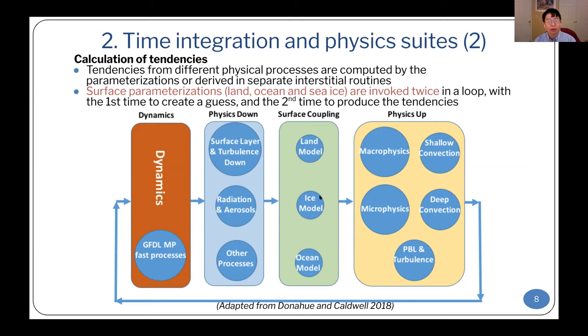Then through the physics, microphysics, shallow convection, deep convection, and the PBL turbulence, then come back to dynamics. For example, when solar radiation comes down, it will interact with the surface, then come back to the convection, then influence the dynamics. So it's a cycle.